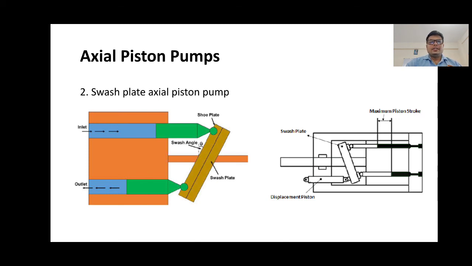Pump capacity can be controlled by varying the swash plate angle with the help of a separate hydraulic cylinder, that you can find out as the displacement piston. The pump capacity increases with the increase in swash plate angle. So obviously, if the swash plate is perpendicular to the shaft, then we will get the minimum amount of discharge, and when the angle is increased, the discharge will also increase.